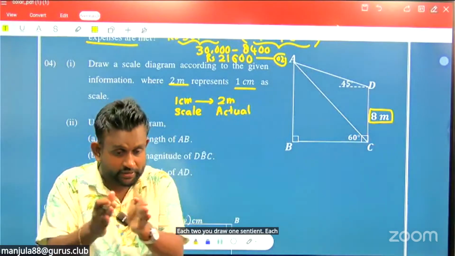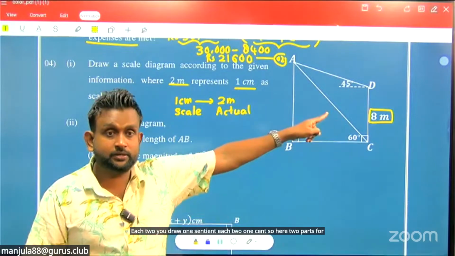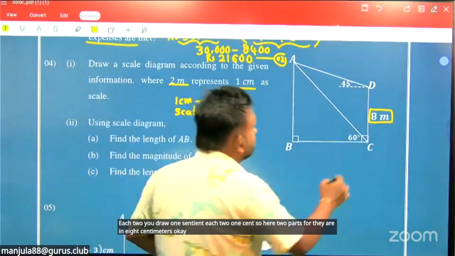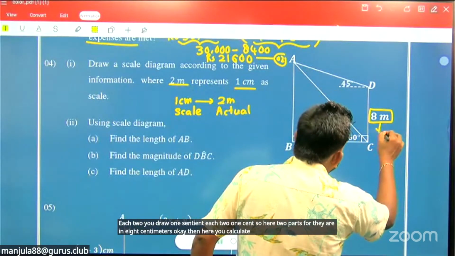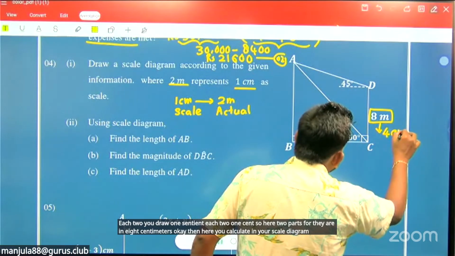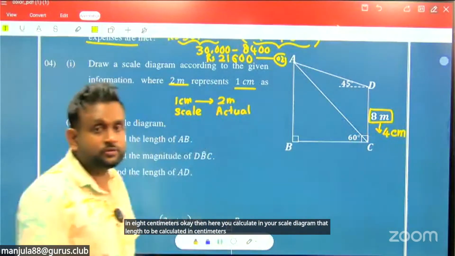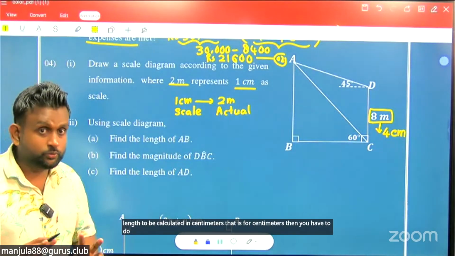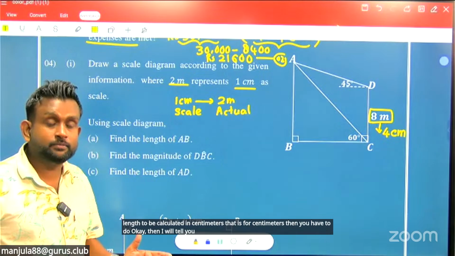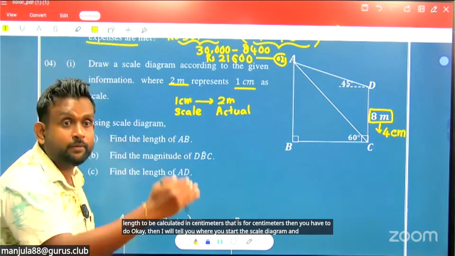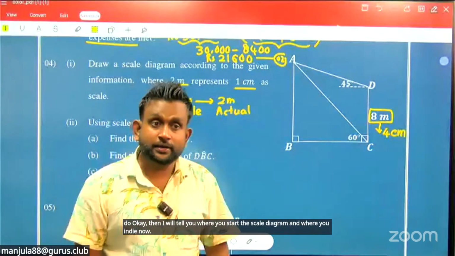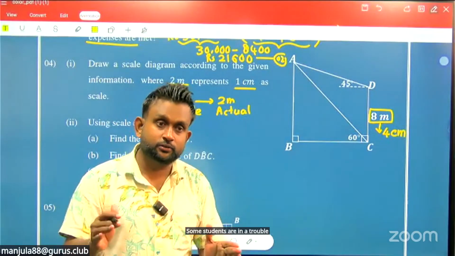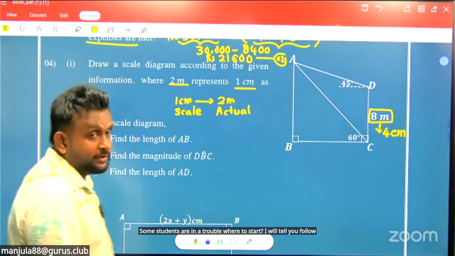So there are two parts for them in 8 centimeters. Then you calculate in your scale diagram that the length to be drawn in centimeters is 4 centimeters. Then I will tell you where you start the scale diagram and where you end it. Some students are in trouble about where to start. I will tell you, follow that method.